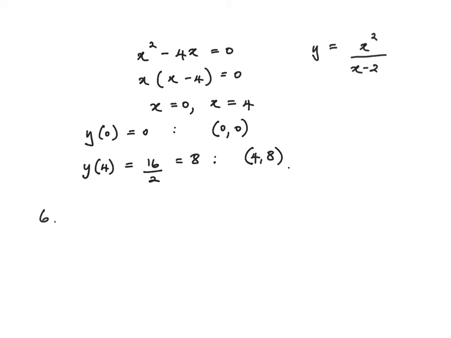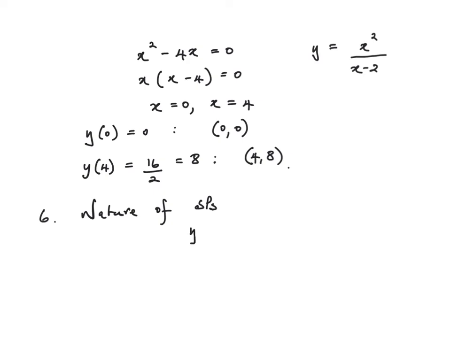Now, the next thing to do is to investigate the nature of the stationary points. In higher, you would have drawn a nature table. We're going to do something different here. What we need here is a formula for the second derivative, d2y by dx squared.